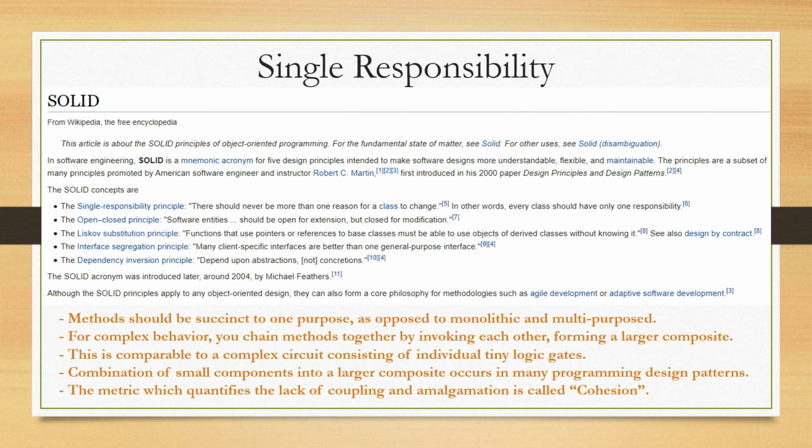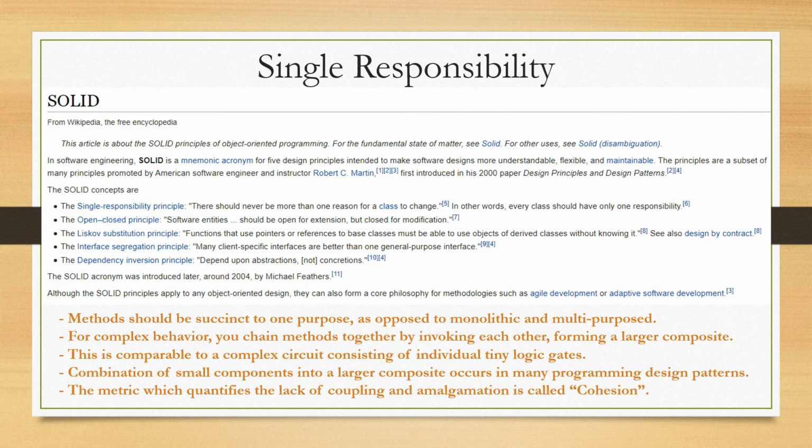Every method that I've shown you has been very small. Most of the classes I've shown you are very, very small. Kind of the Bible of internal software quality is this acronym called SOLID, and the S in SOLID, as you can read, is the single responsibility principle, which reads there should never be more than one reason for a class to change. In other words, every class should only have one responsibility.